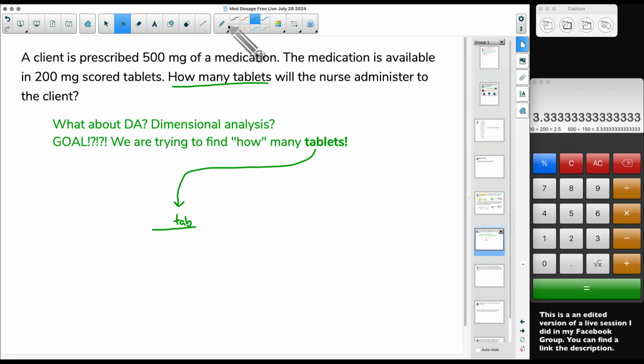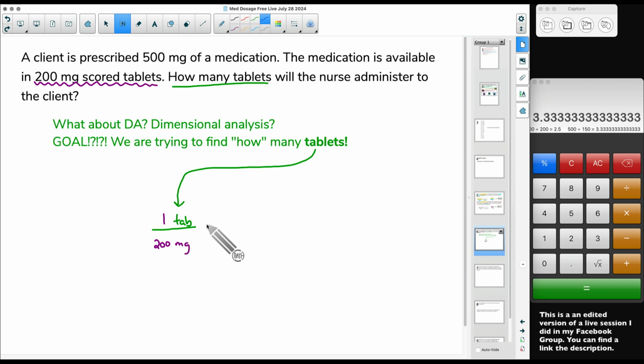Now, if we go back and we read into our problem, we know that we have 200 milligrams scored tablets. Do not put 200 up here. If you wrote 200 there, you are saying 200 tablets. That is not correct. What this is saying right here, y'all, what I've underlined in purple, is that each tablet, one tablet is 200 milligrams. So that's how we're separating these two words. We need tablet. We're trying to figure out how many tablets. So I'm starting off with tablets at the top. One tablet is 200 milligrams.